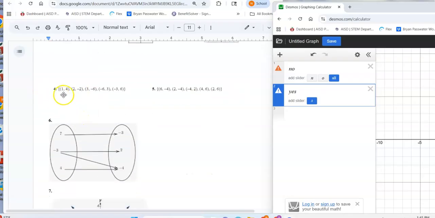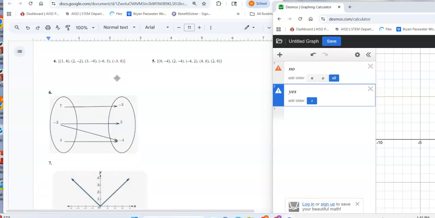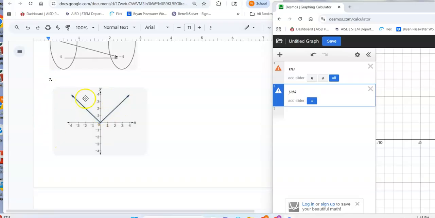So for 4 and 5, you're given a list of coordinates, and all that really matters is x. You just have to look at the values of x. If you see x repeat, the answer is no. If x is different each time, the answer is yes. Like number 4: 1, 2, 3, -6, -3. Those are all different numbers. The answer is yes. 6 is a bubble chart. 7 is a graph.